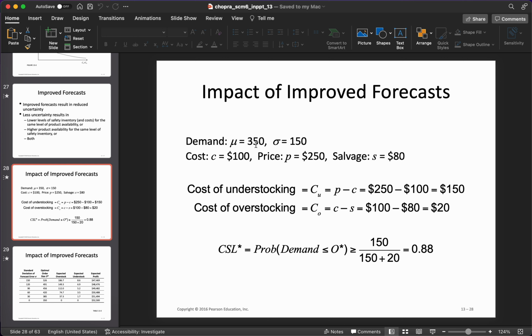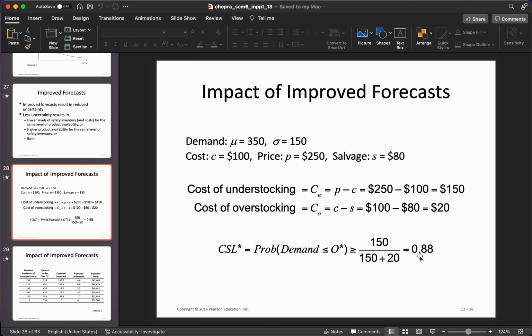So if demand is 350 and standard deviation is 150 for this particular item that you're looking at, let's say that we are selling shawls, cashmere shawls. They are sold for $250 a piece. The cost of making them is $100, and if you cannot sell them for the season, you'll have to salvage it for $80. So with this, we can calculate the cycle service level by calculating the cost of understocking and calculating the cost of overstocking, right? And the cycle service level will turn out to be 0.88. So it's not exactly 0.88, it has more decimals, but we can round it off to 0.88.